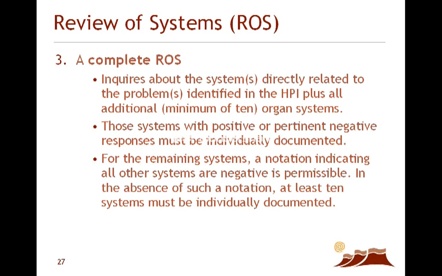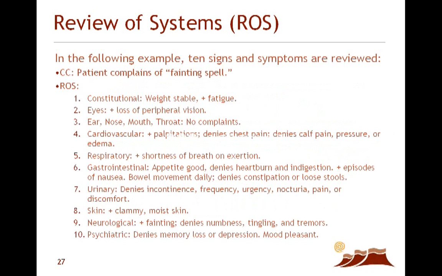You will get credit for doing the system if you cover at least 1, either a positive or a negative within that system. You will have to be the judge as to how many symptoms within a system you might cover for the visit that day, but you do not have to cover every symptom in every system when you're doing a complete review of systems. Here's a good example of that. So, constitutional, weight stable, has fatigue, eyes, just noting the positive loss of peripheral vision. And you go on down here, you can see that there are positives, some negatives, but in many of these different systems, it's only commenting on one particular symptom.